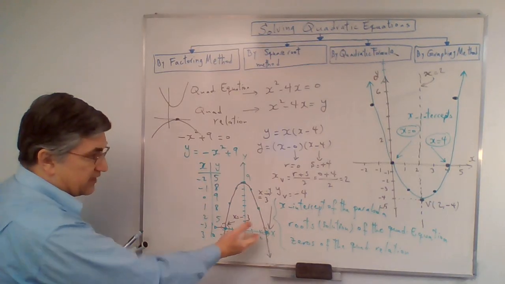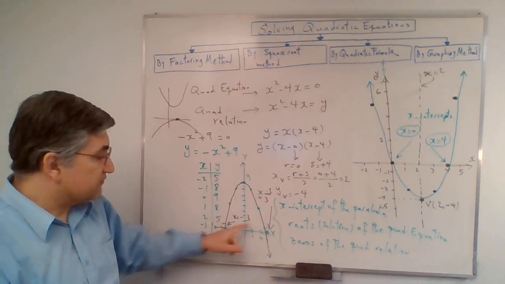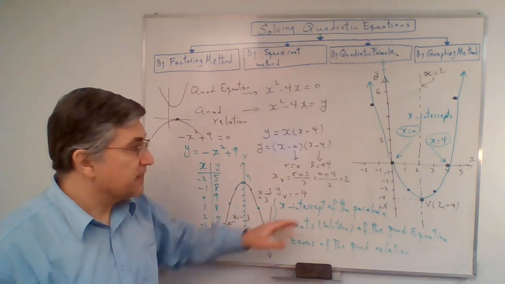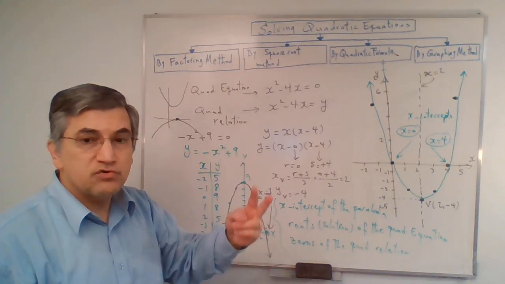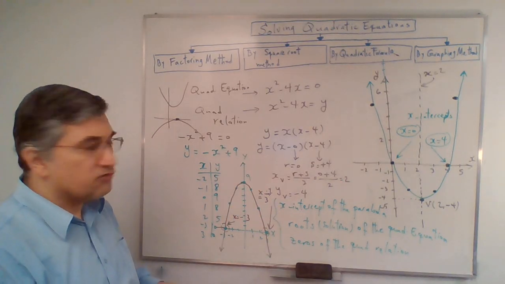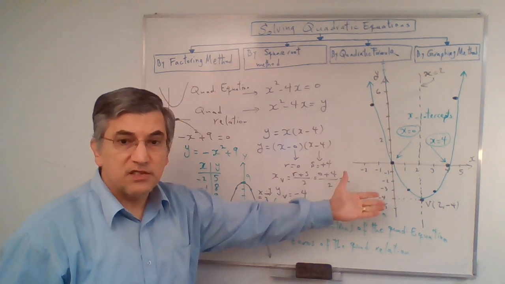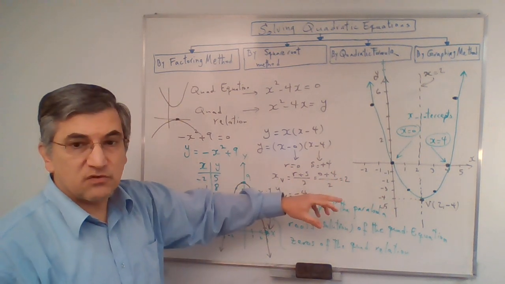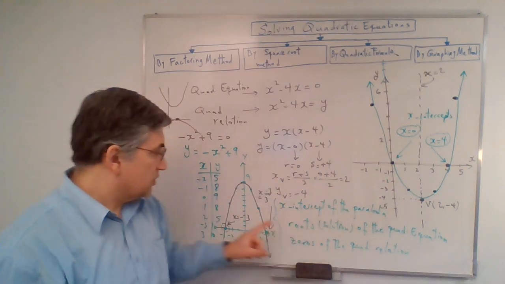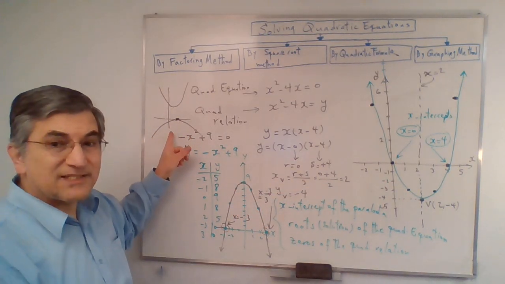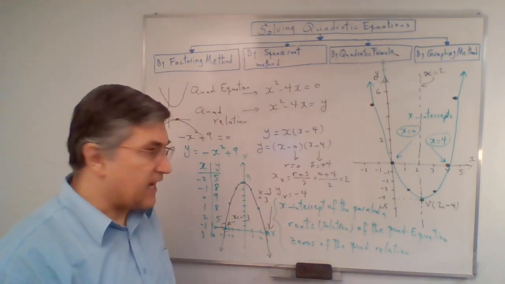And oftentimes, like in this example or in that example I did for you, we have 2 points of intersection between the parabola and the x-axis. So in this case, we have 2 distinct real roots for the quadratic relation. So it all depends on the parabola intersecting the x-axis or not. And if it does, does it intersect at 2 points, or does it intersect at 1 point? That would determine the number of roots that the quadratic equation has.